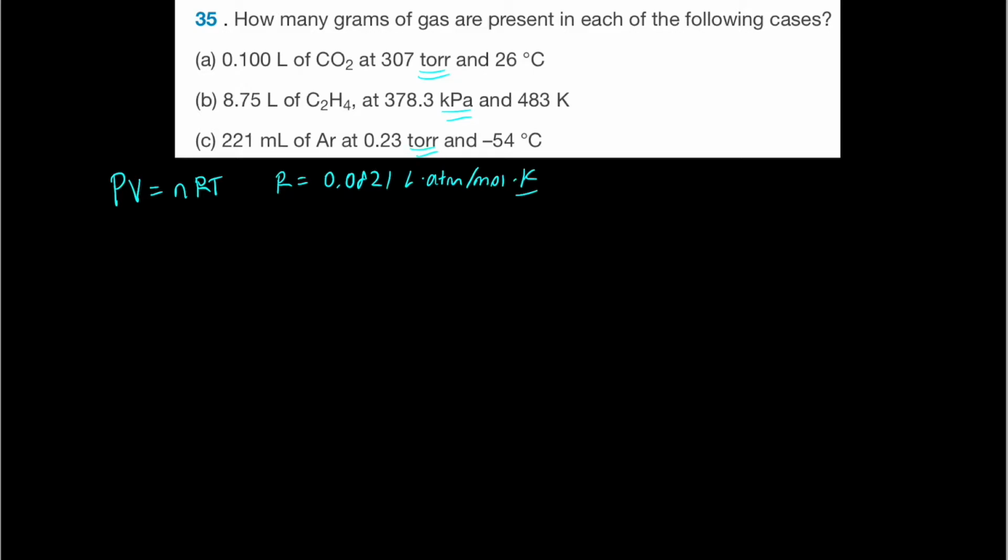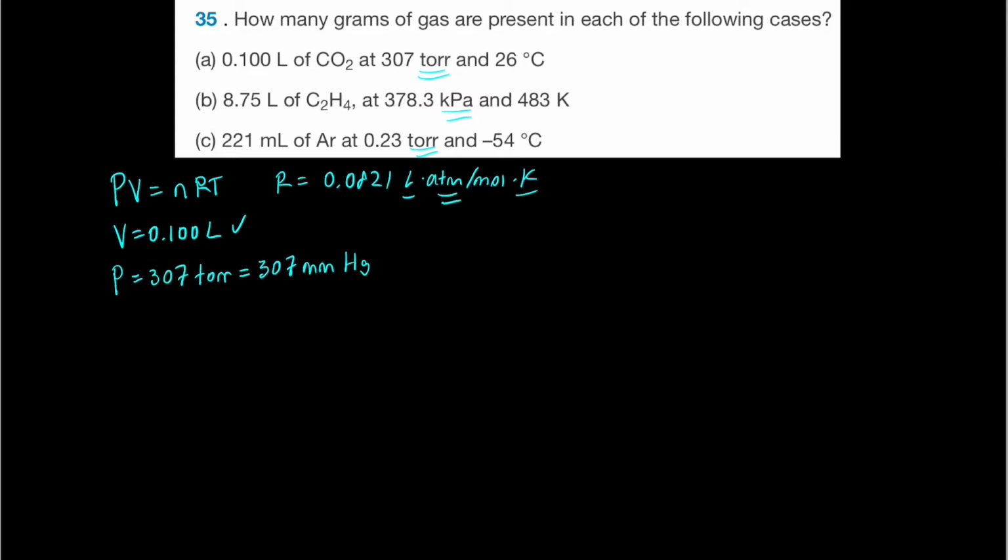So for part A, what do we do? We first sketch out what we have. The volume is equal to 0.100 liters, okay? And double check, yes indeed, we have the correct units. Next, we have 307 torrs. So the pressure is equal to 307 torr. Now, you've probably already remembered that that's the same thing as millimeters of mercury. So just replace torr with mmHg.